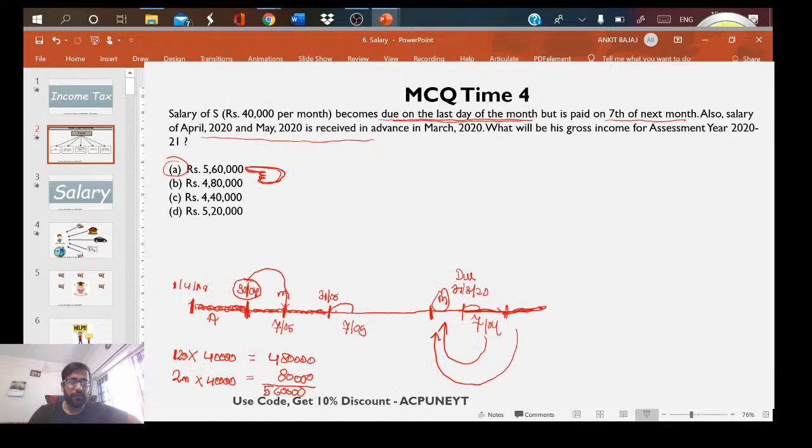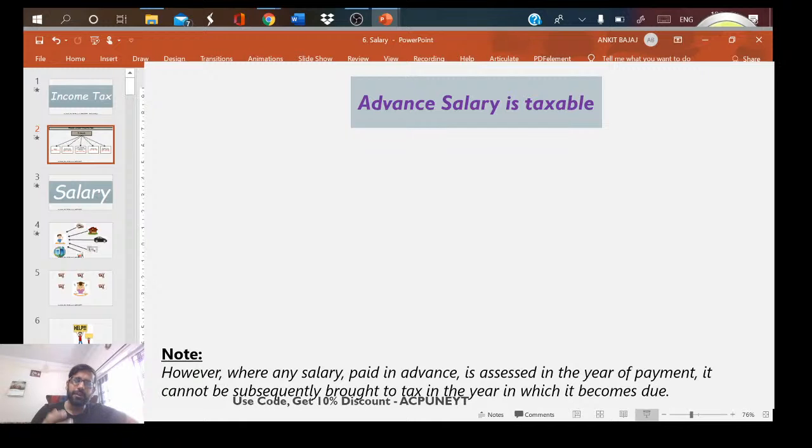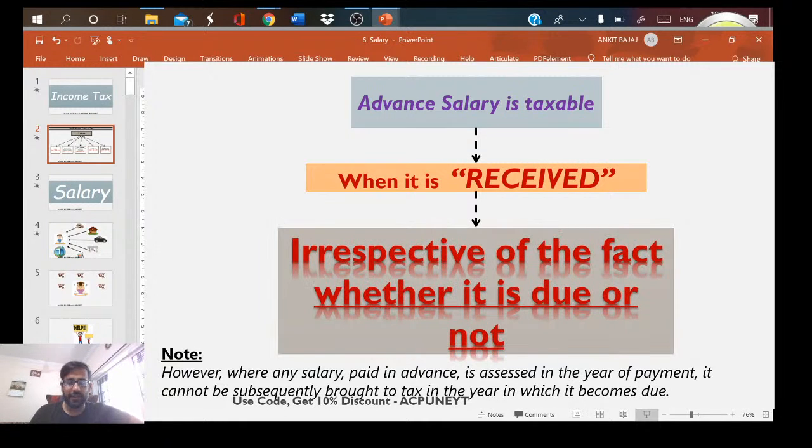Sir, what is the next concept? The next concept is that advanced salary is taxable. We have already discussed this point. Advanced salary is taxable.